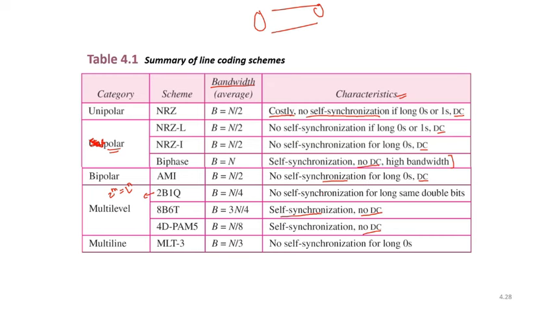2B1Q. That's why there is no self synchronization. But in this case, there were remaining signal levels left, so here self synchronization is possible, and we can also remove the DC components. So likewise, these are the different advantages of different schemes. You can just go through it. Up to here, if anyone has any doubt, you can ask.